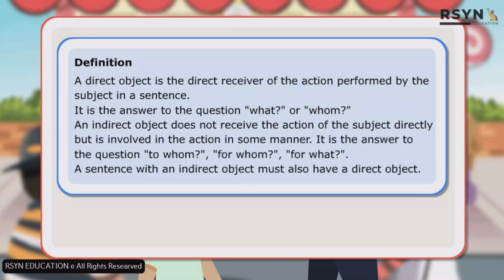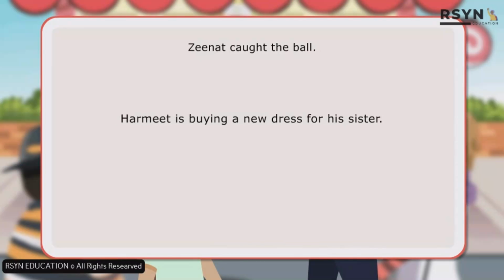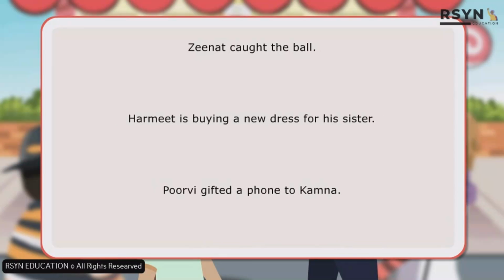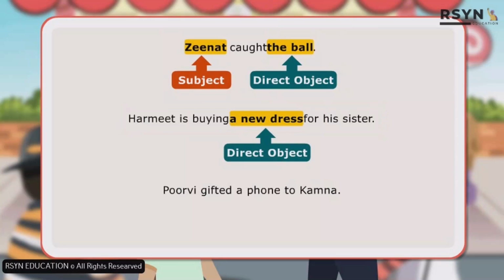Let us look at a few sentences. Zenith caught the ball. Harmeet is buying a new dress for his sister. Purvi gifted a phone to Kamna. In the first sentence, the ball is the direct object since it is the direct receiver of the action performed by the subject Zenith.